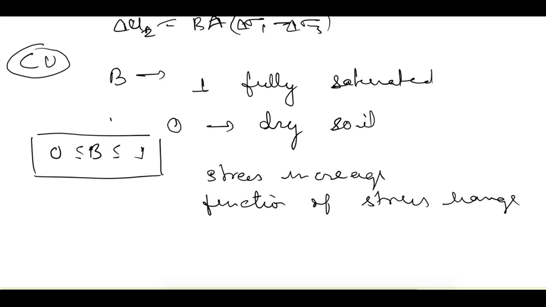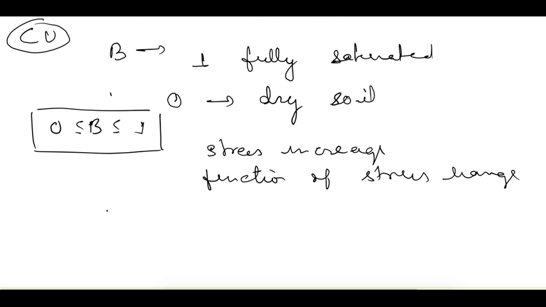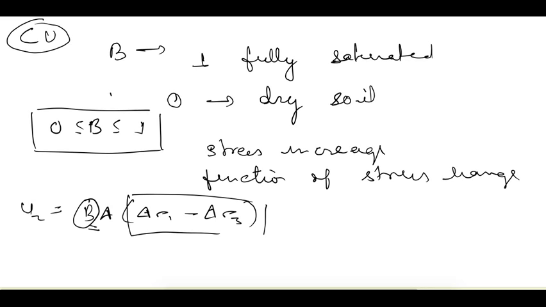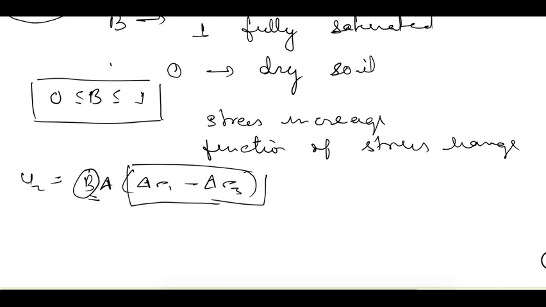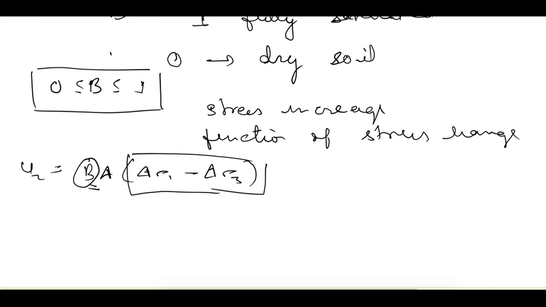So if we are trying to find out the value of A in this equation, that is u2 is equal to B[A] delta sigma 1 minus delta sigma 3, in that case, we should be careful about this B. It should be in the stress range of this deviator stress. Otherwise, the value may be misleading.